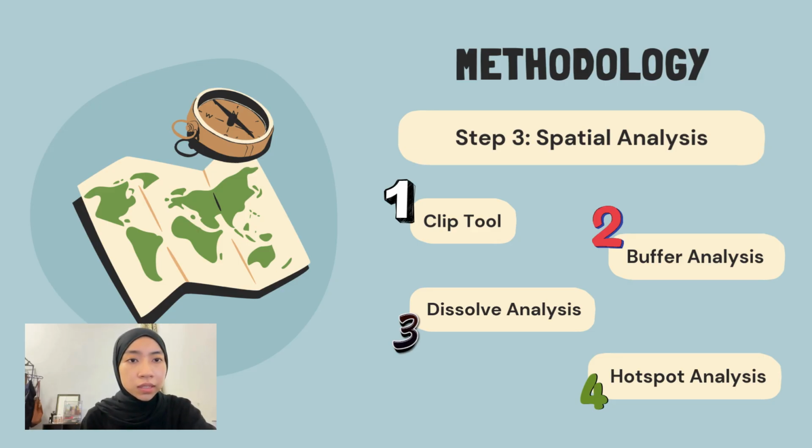The third one is dissolve analysis. Overlapping buffer zones were dissolved to identify areas where multiple tourist attractions are clustered together. The last one is hotspot analysis. Hotspot analysis was performed using DBSCAN clustering to identify spatial concentrations of tourist attractions. In addition, heat map symbology was applied to visually represent attraction density within Bandar Hilir.